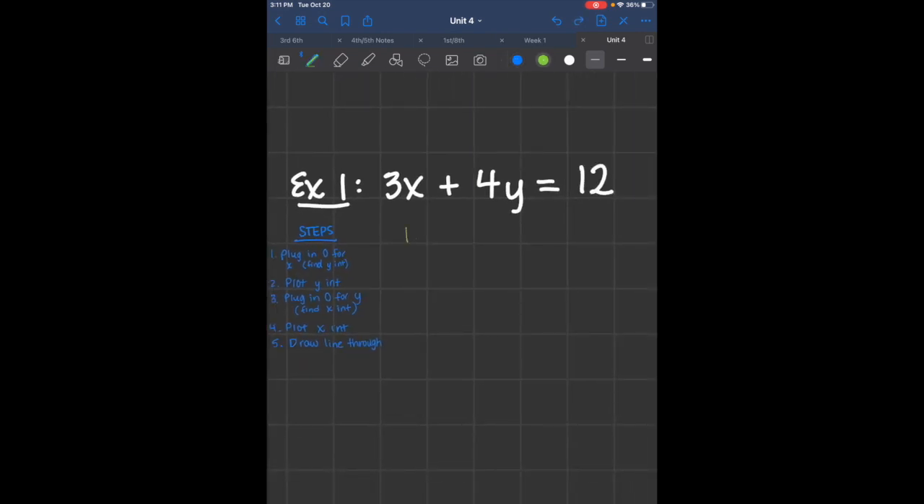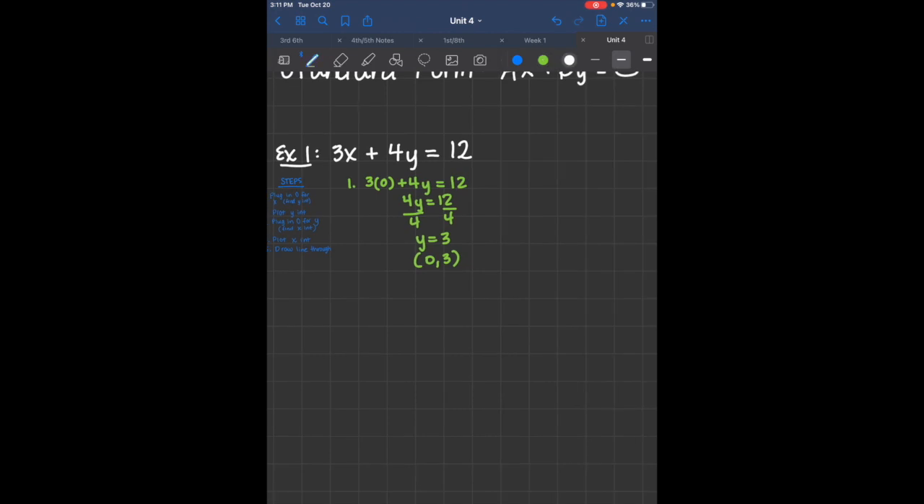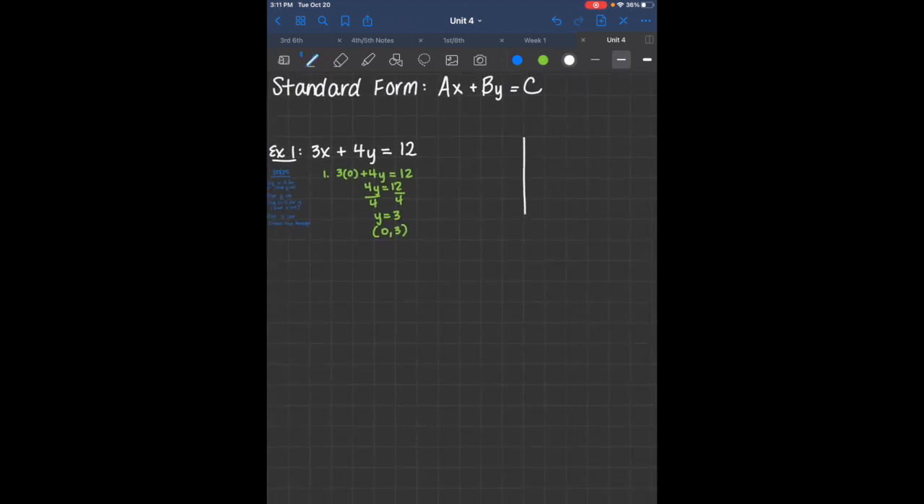We're going to plug in 0 for x. So 3 times 0 plus 4y equals 12. So that 3 times 0 can go away. And we get y equals 3, which is the coordinate 0, 3. So if we draw that on a graph, we need to draw it on the y-axis, 0, 3. So I need to make the top a little bit bigger. So that was step 2, was plotting that.